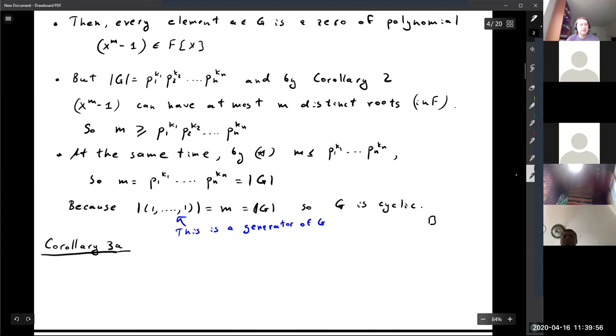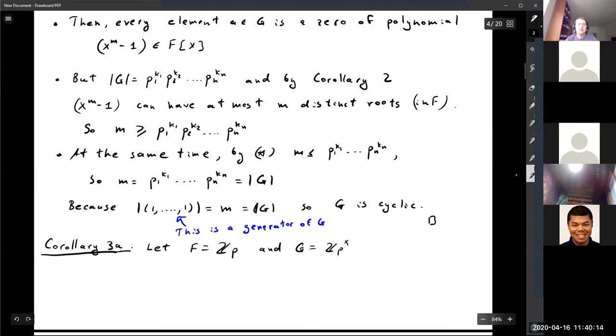Okay, so now a particular case of this corollary 3 would be the following. Let F be the finite field ZP, and G be the entire group of units, which is finite.